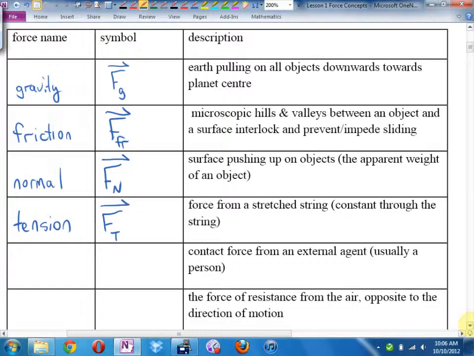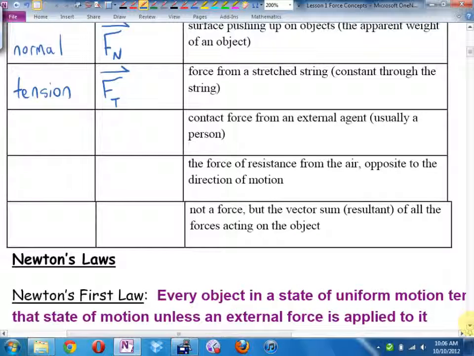This next one was kind of a weird one. This was the contact force from an external agent, usually a person. This is when I wanted to have a force from the outside world, but I didn't want to have to write or explain a big story as to where that force came from. What did I call an external outside force? Do you remember? It's the applied force. So in your diagrams, I didn't want to have to tell you, oh, somebody's pushing, or a dog is pulling it, or a horse is pulling. It's applied force.